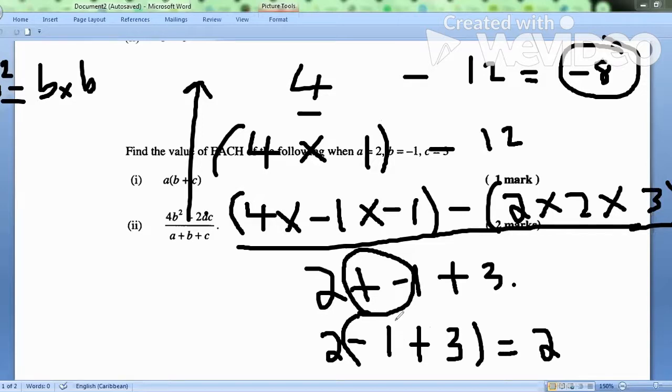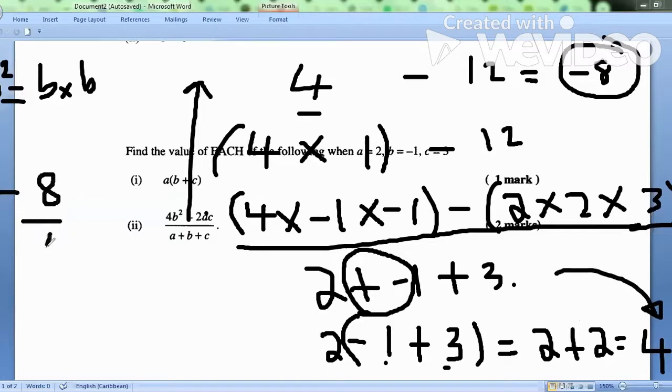So negative... You owe Mr. Brown $1. You go shopping with $3. You're going to have what? $2. So 2 plus 2 is what? 4. So the bottom piece here is equal to what? 4. So the final answer is negative 8 over 4.